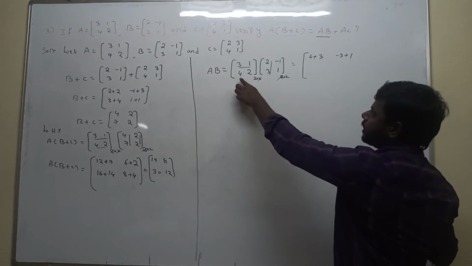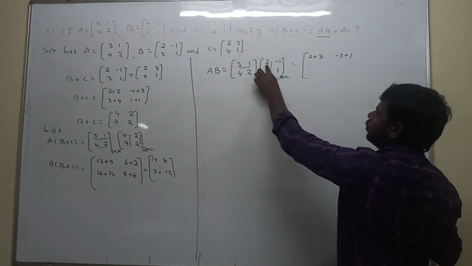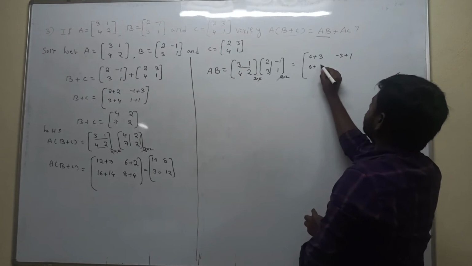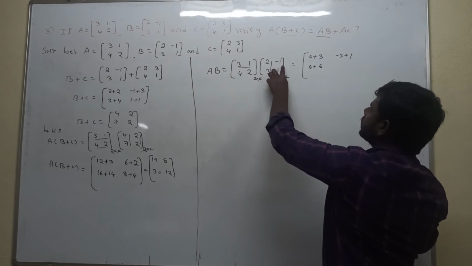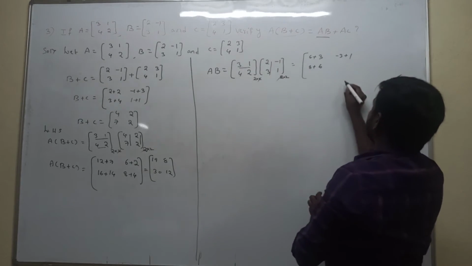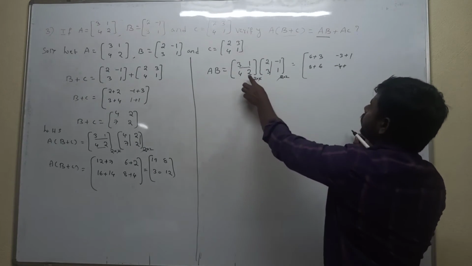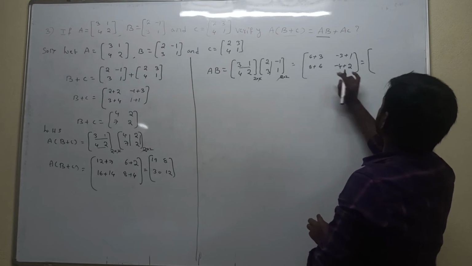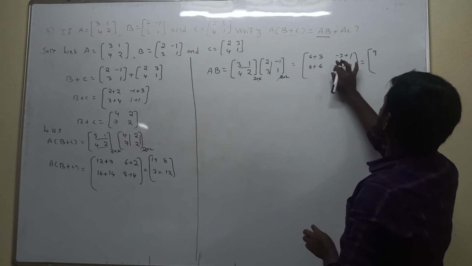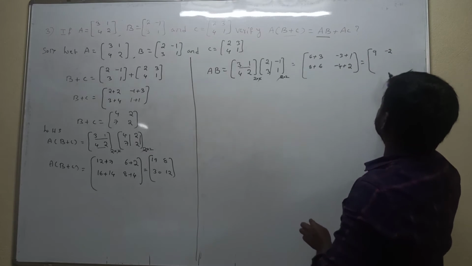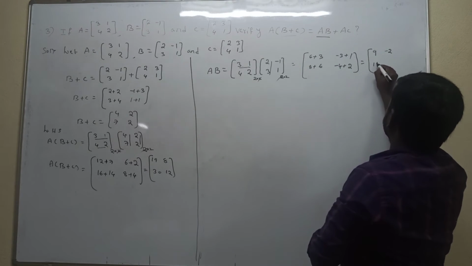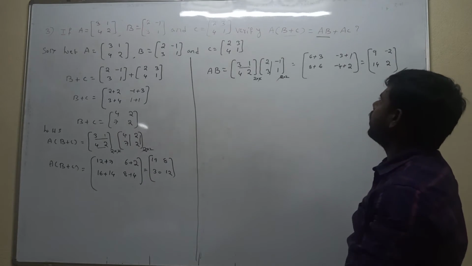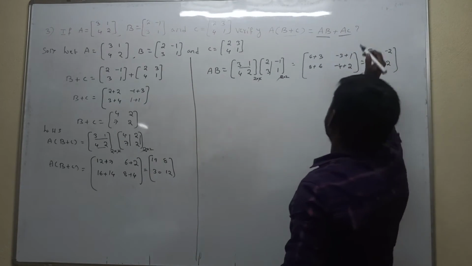Now we go to the second row, first column: 4 into 2 is 8, plus 2 into 3 is 6. Next, second row, second column: 4 into minus 1 is minus 4, plus 2 into 1 is 2. Simplify these values. 6 plus 3 is 9. Minus 3 plus 1 is minus 2. 8 plus 6 is 14. Minus 4 plus 2 is 2. That is the AB value.